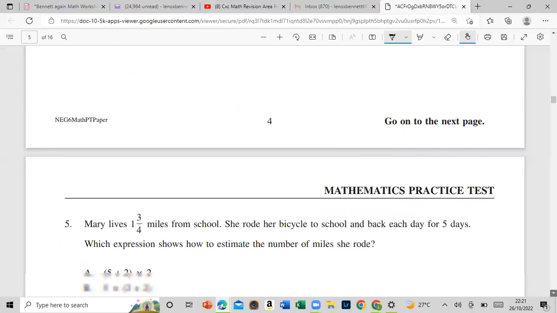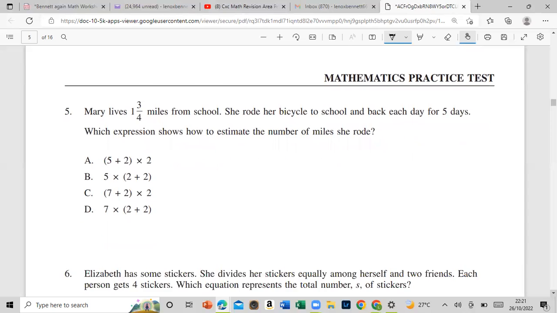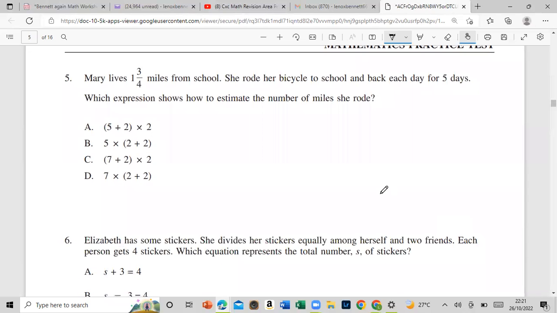Alright, let's move on to number 5. Mary lives 1 3/4 miles from school. She rode her bicycle to school and back each day for 5 days. Which expression shows how to estimate the number of miles she rode? Let us assume for the 5 days back and forth. They did not clearly state that. However, based on how they set it up, that would be the case.